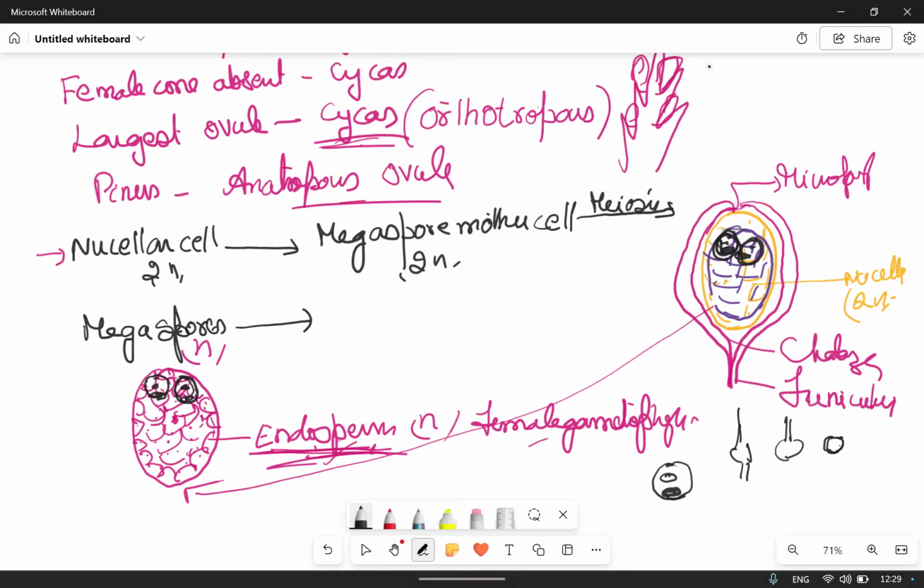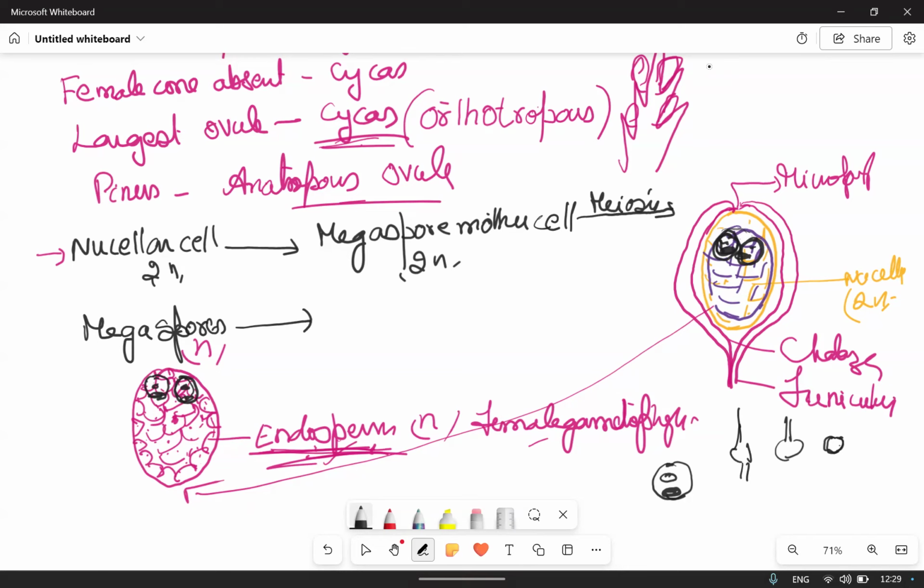Now, how is the fertilization taking place? We see. Now, come to the pollination. See here, one more point. Male gametophyte and female gametophyte in gymnosperms are not independent. Where are those present? On the sporophyte. Still, lifelong they are present on the sporophyte only.